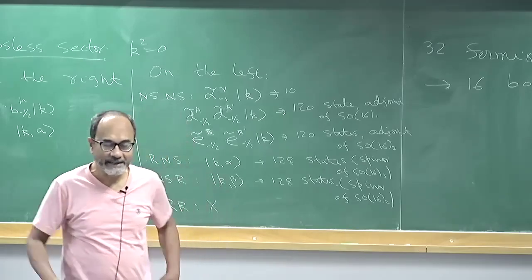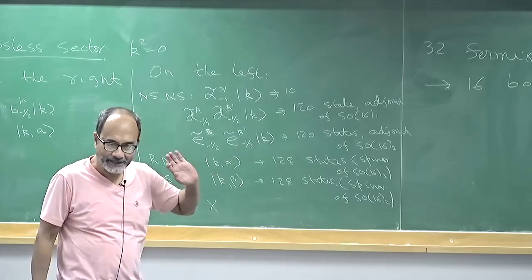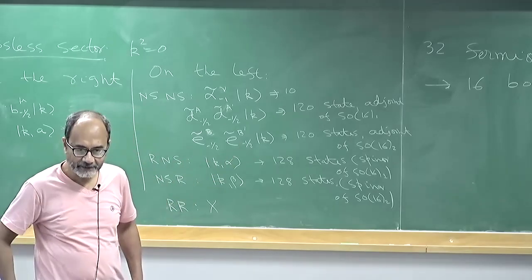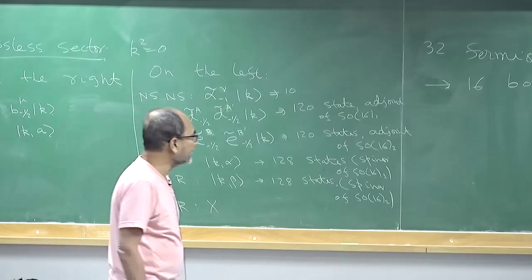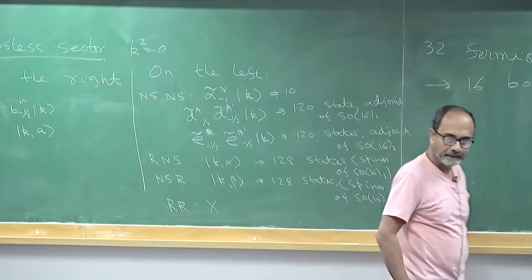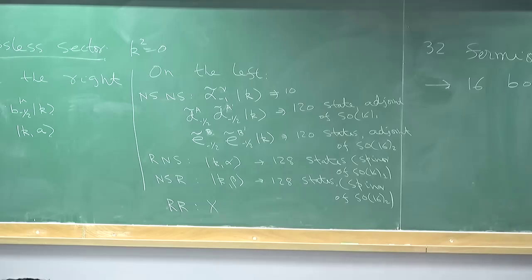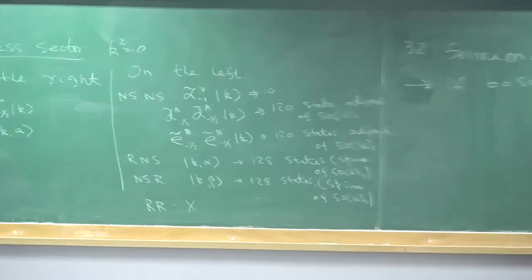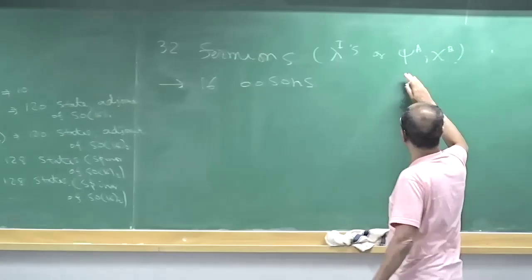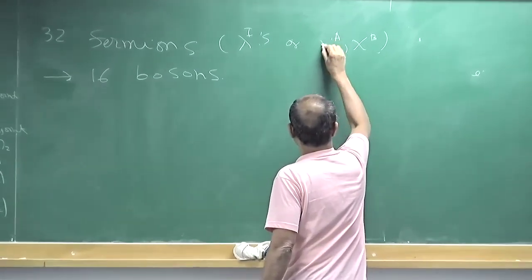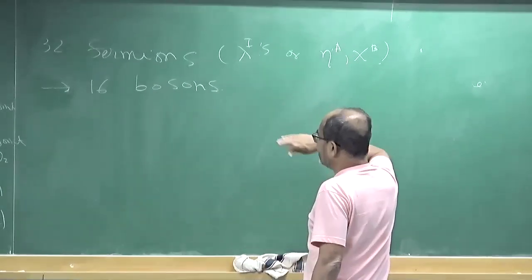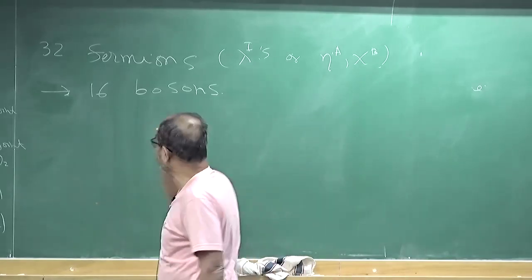So I'm going to tell you how to represent this in the bosonic description. Heterotic theory. We are going to replace the 32 fermions, the lambdas, or psi and chi, this is eta, yeah, eta and chi, by 16 bosons. But these have to be chiral.